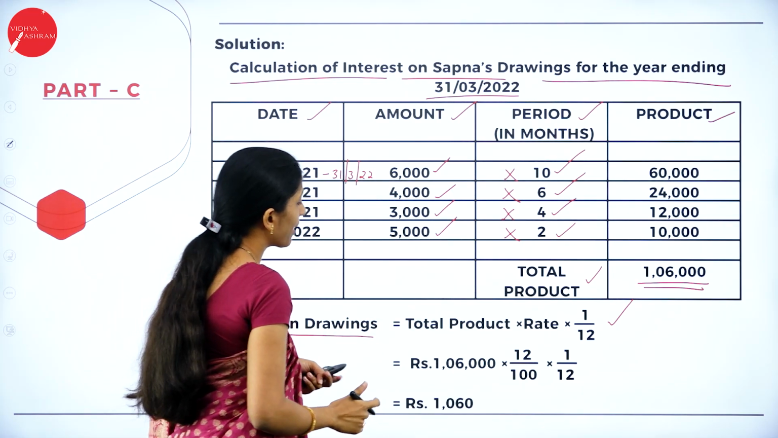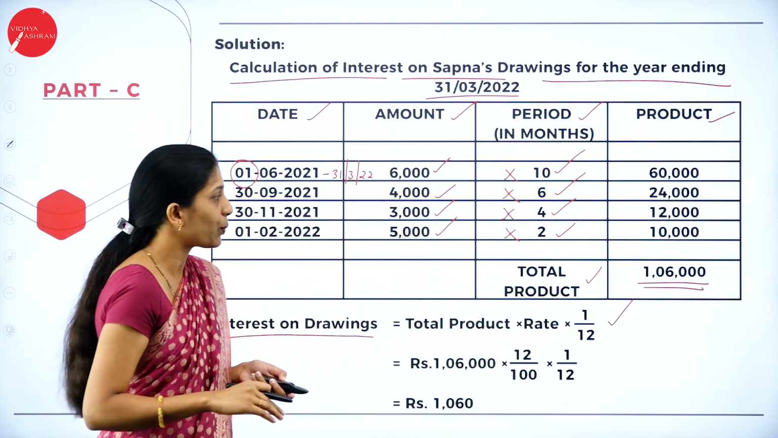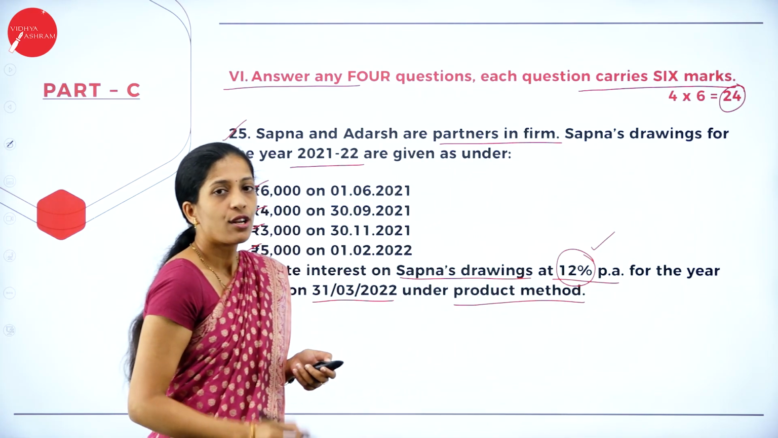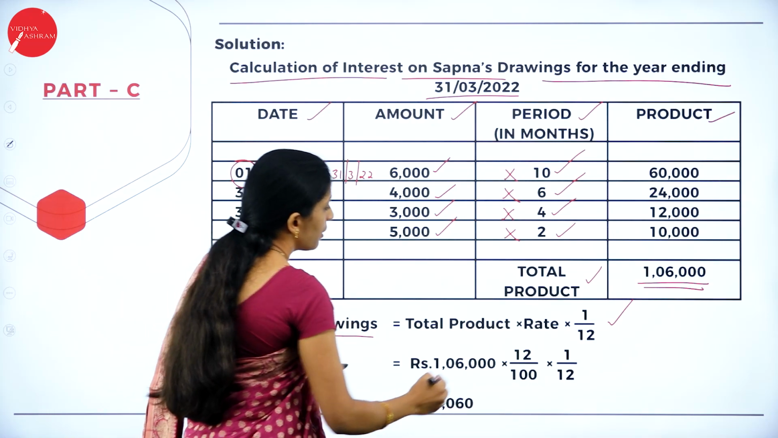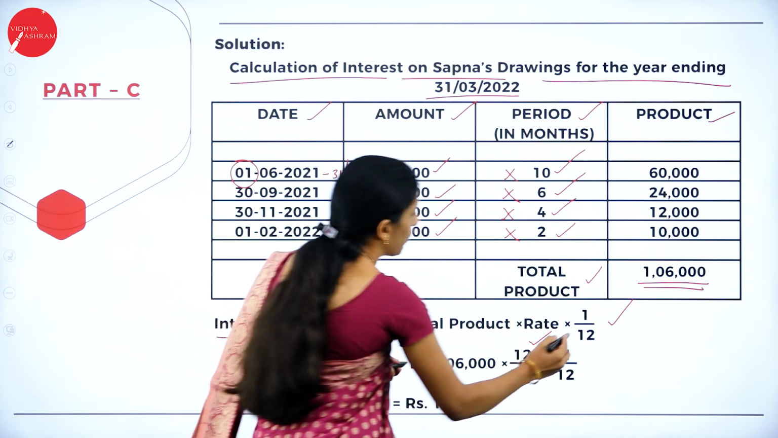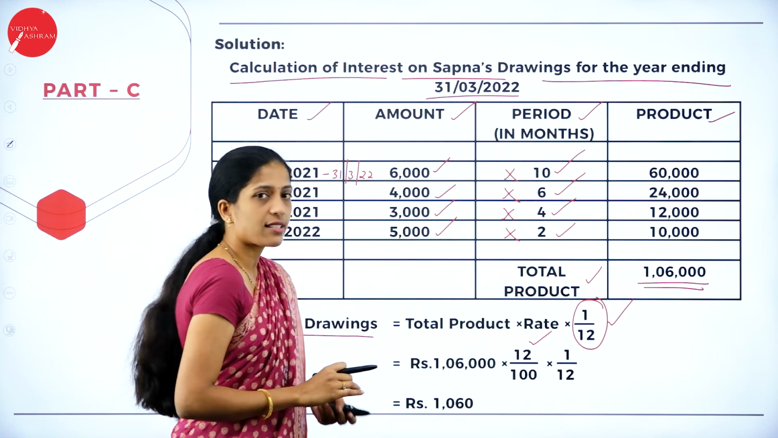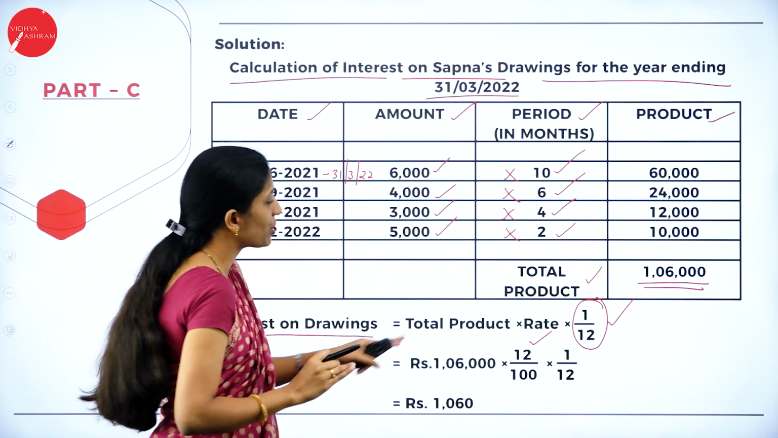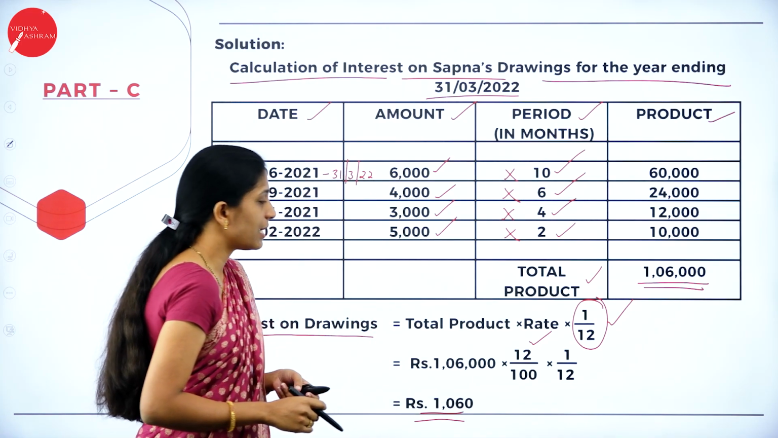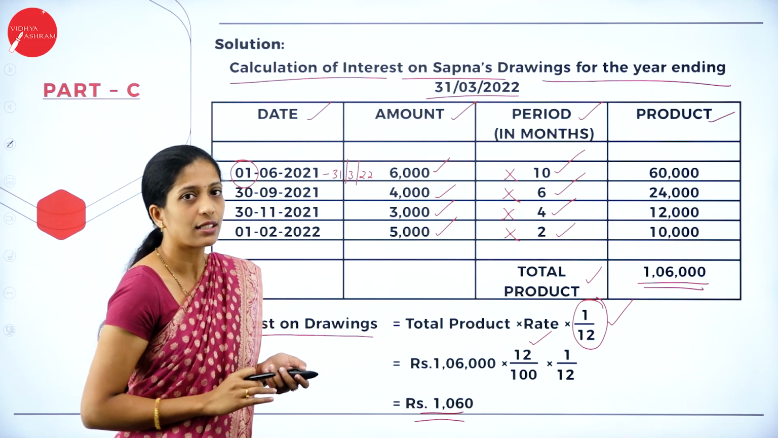So, what is the total product we got? 1,06,000 into rate. Rate will be given in the question only. Now, see the question, 12% per annum. Correct? So, 12 divided by 100 into 1 divided by 12. 1 divided by 12 is constant in the formula itself. So, 1,06,000 into 12 divided by 100 into 1 divided by 12. So, you will get the answer rupees 1,060. So, this will be the interest on drawings under product method.